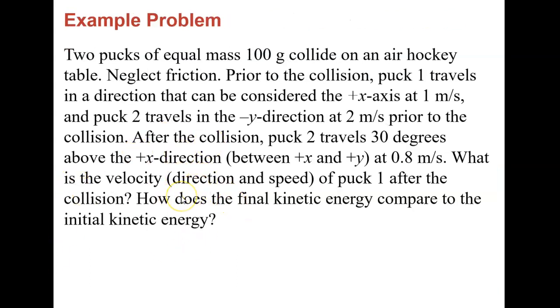So we have 2 pucks collide on an air hockey table. We can just ignore friction. Prior to collision, puck 1 travels in the positive x direction at 1 meter per second. Puck 2 travels in the negative y direction at 2 meters per second prior to the collision. After the collision, puck 2 travels 30 degrees above the x direction at 0.8 meters per second. What's the velocity of puck 1 after the collision? And how does the kinetic energy compare to the total kinetic energy?